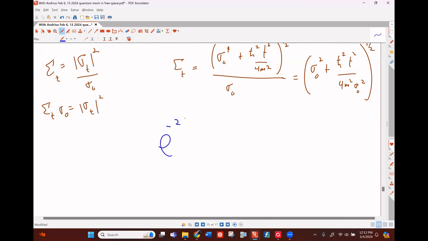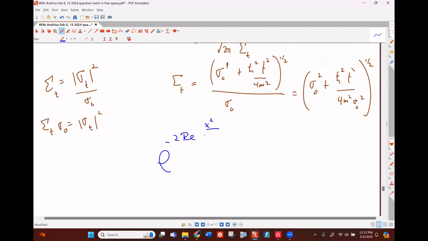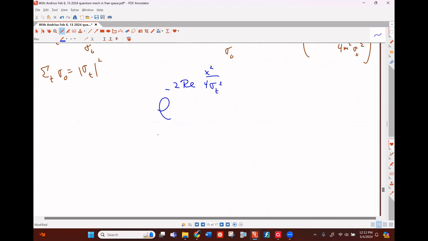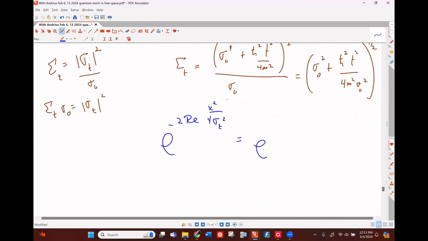So e to the minus 2 real part of x squared over 4 sigma t squared. First of all, let's figure out what x squared, well, basically this is going to be equal to e to the, now, why did I put a 2 there? Did I really want that? Yeah, I did, 2 real part. So this is going to be x squared over 2 times the real part of 1 over sigma t squared.